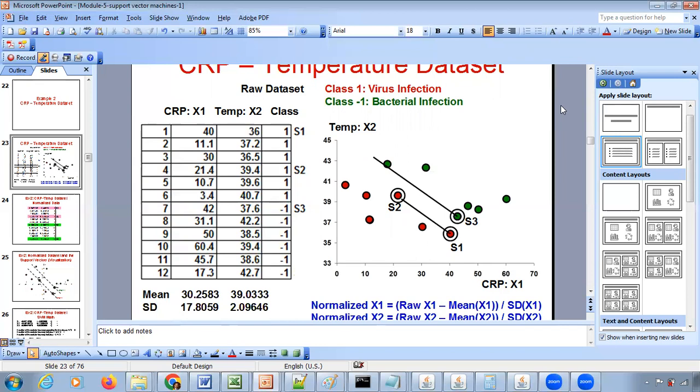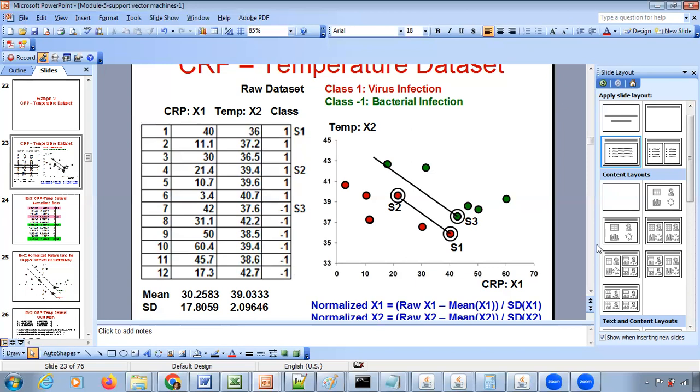Remember, this is a support vector machine, which is primarily designed for binary classification. The way the modeling is done is we assign one class as class 1 and the other class as -1. Either way is fine. Just pick one and stay consistent with that.